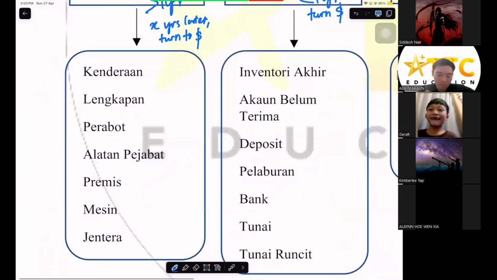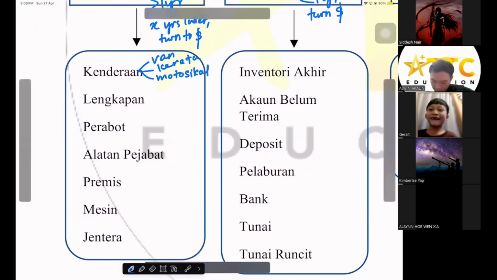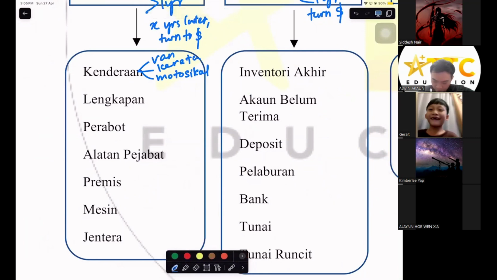Now, kenderaan. This is the accounting word. The ones that we normally see are van, kereta, motosikal, to name some of them. Basikal is very seldom seen. Now, kelengkapan. Lengkapan are those things that are stuck on the wall or on the floor or on the ceiling.